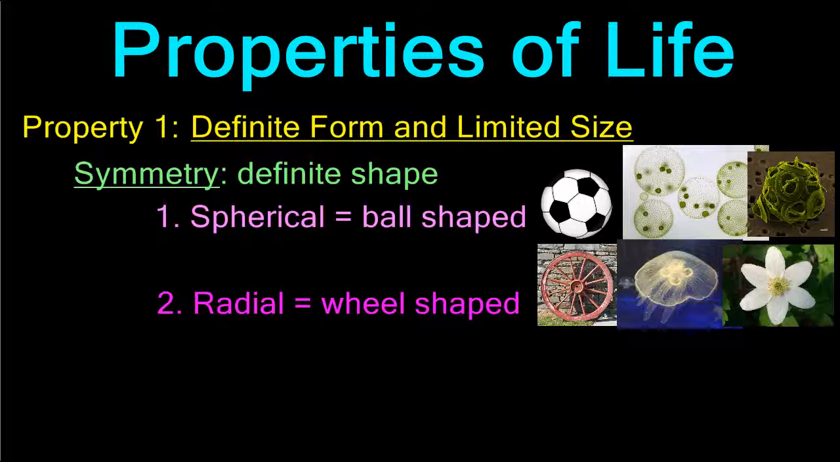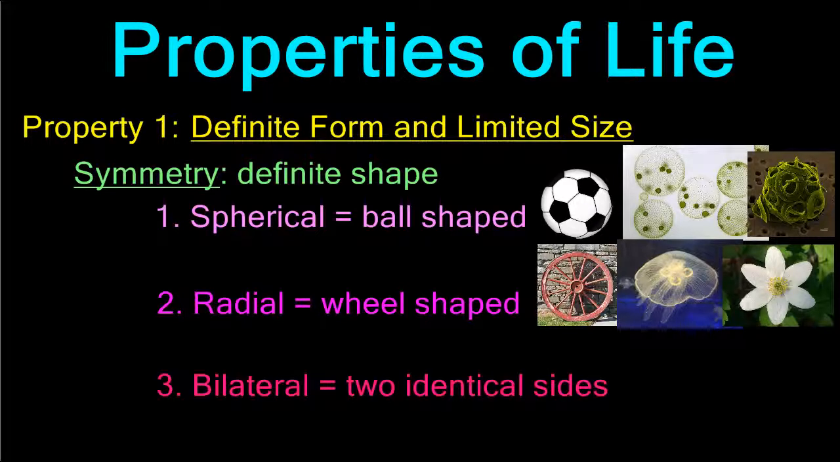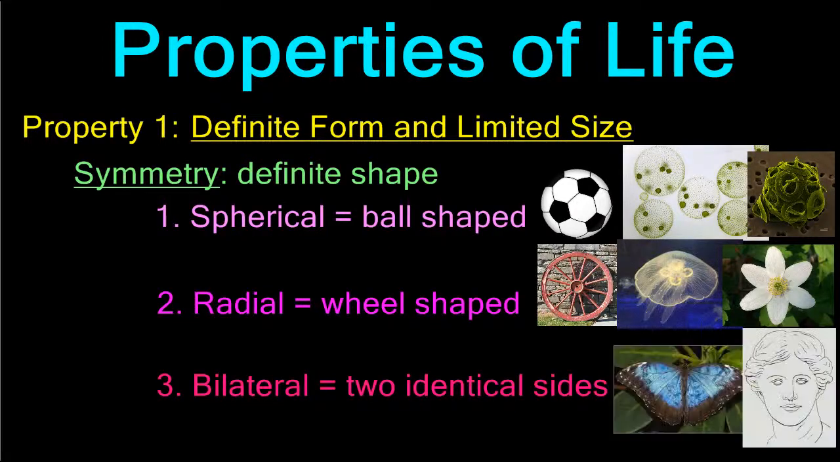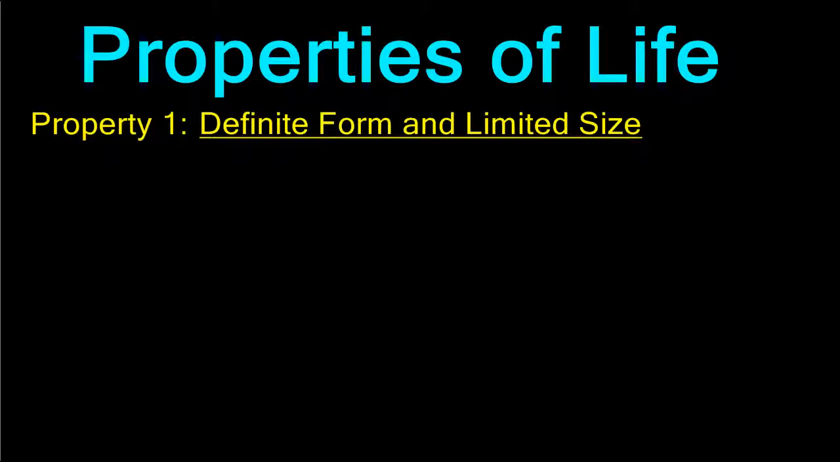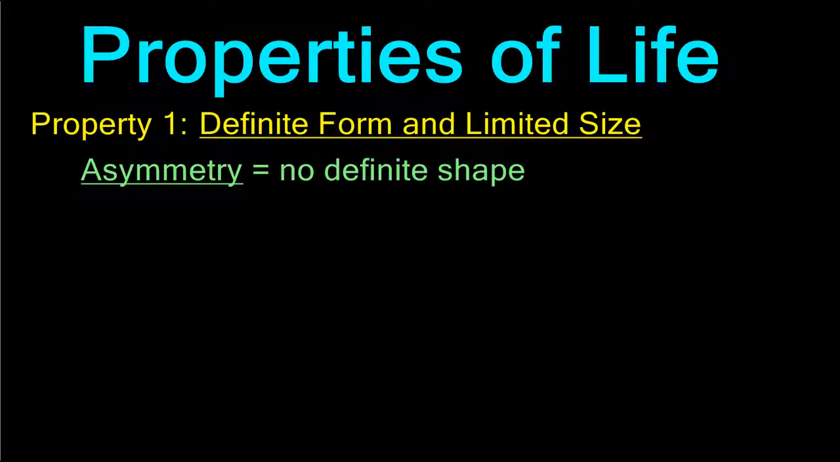The last type of symmetry that we'll discuss is bilateral symmetry. Bilateral symmetry means that the organism has two identical sides that are mirror images of each other. This blue morpho butterfly and humans also have bilateral symmetry. Some organisms break the rules and seem to have no definite shape. This is referred to as asymmetry.